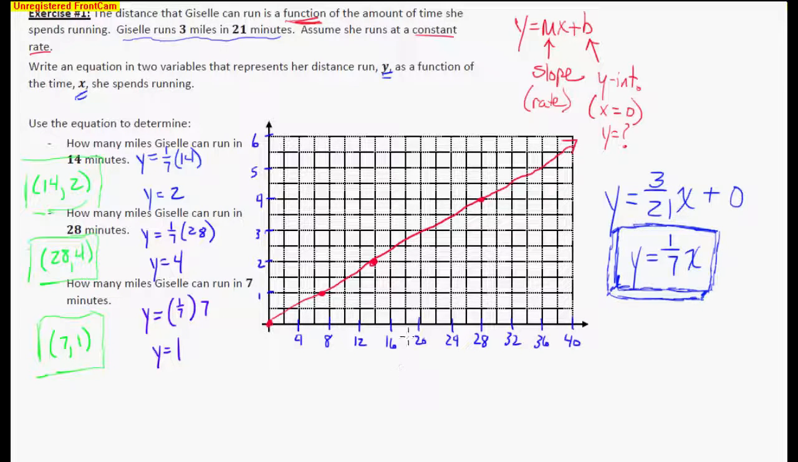All right. So we also have some other questions here. It says, what shape does the graph of the points appear to take? Now that's pretty easy. It's the shape of a line.